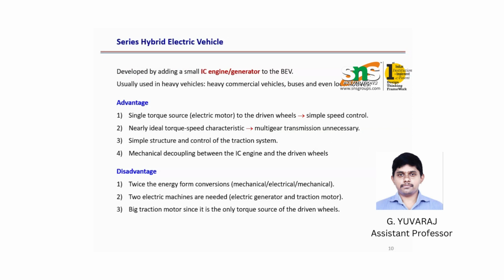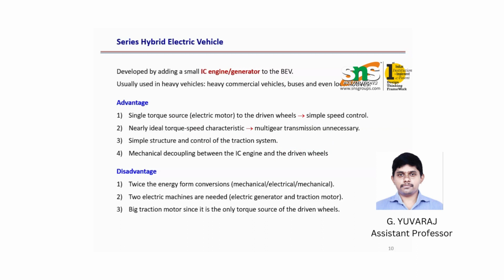Now coming to the hybrid electric vehicle, it is the combination of an IC engine along with a battery, and it can be used for heavy vehicles, and also buses and even locomotives use this kind of hybrid electric vehicle. Here the major advantages are a single torque source to the driven wheels, ideal torque characteristics, and a simple structure in control of traction. Along with that, there is a mechanical decoupling between the IC engine and the driven wheels. These are the major advantages of this kind of vehicle.